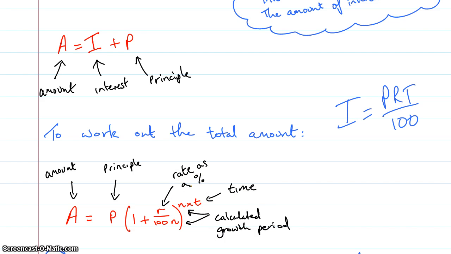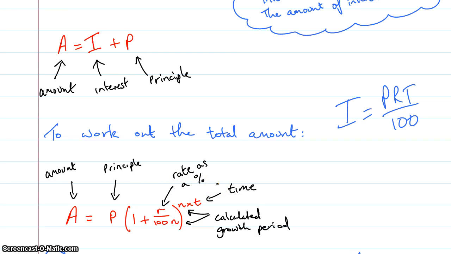So if it says per quarter, that means there's 4 quarters in a year, so n would be 4. If it says half yearly, then obviously n would be 2, because there's 2 halves in a year. If it says monthly, then n would be 12, because there's 12 months in a year. If it says daily, then n would be 365, because there's 365 days in a year, forgetting about leap years.